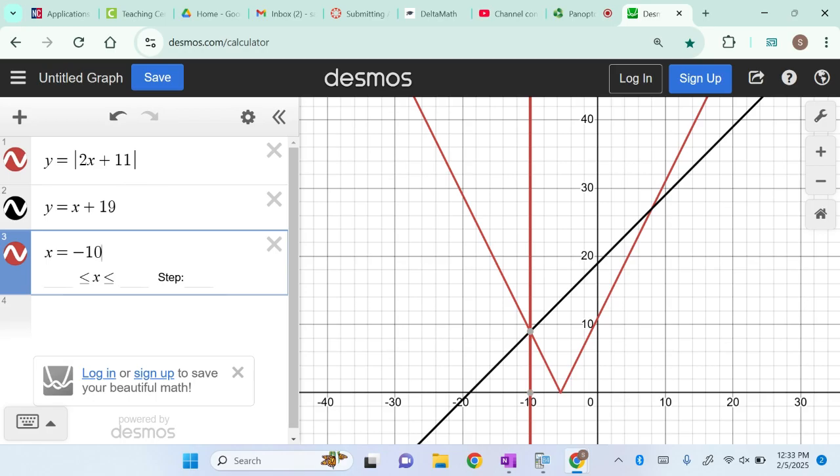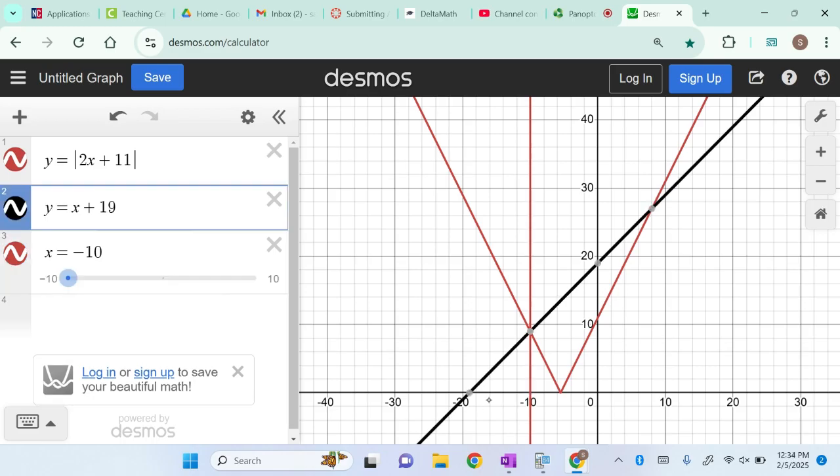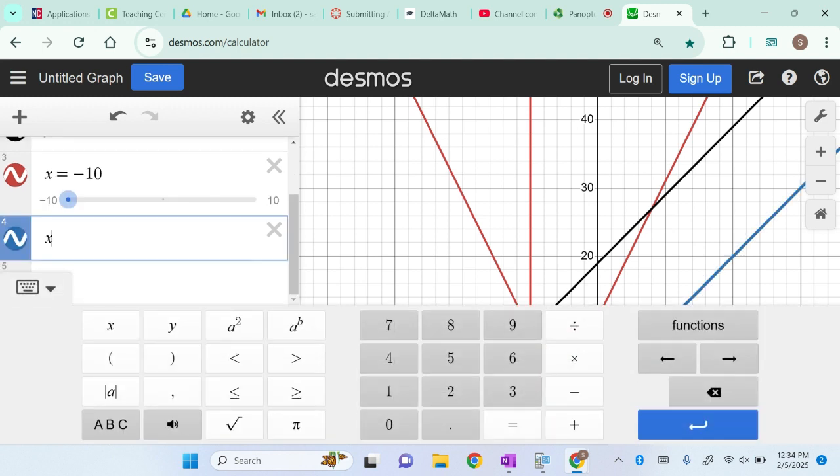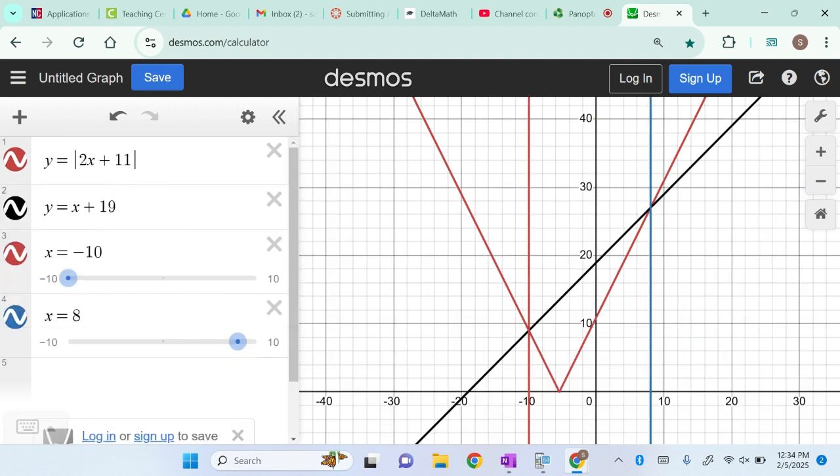On the left side. All right. Then my other barrier is at 11. Or no, it's at 8. So x equals 8. So is my absolute value graph, which is the red, higher on the left or the right side of my linear graph? It's on the right.